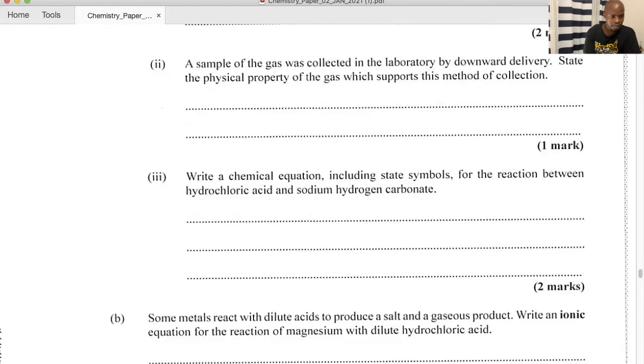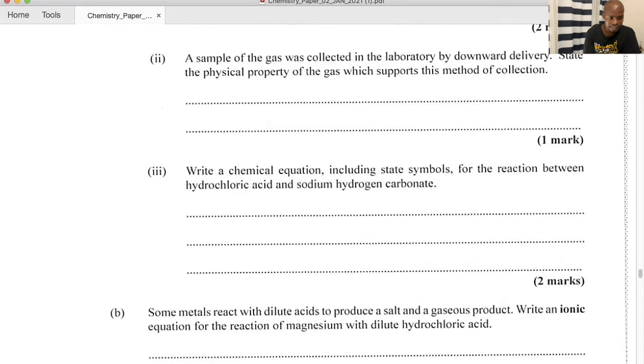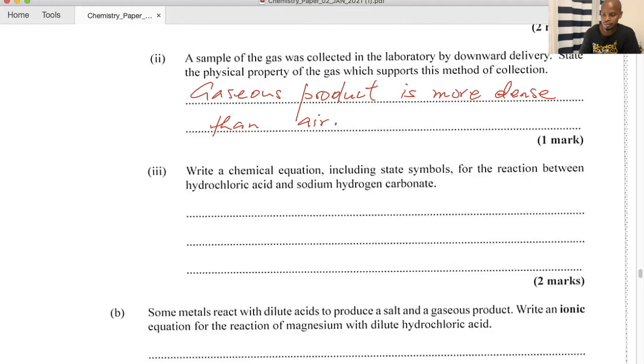Part 2: a sample of the gas was collected in the lab by downward delivery. State the physical property of the gas which supports its method of collection. If downward delivery is used, then it means that this gaseous product is more dense. So we'd say that the gaseous product is more dense than air, or some folks would say it's heavier than air. So it's more dense than air.